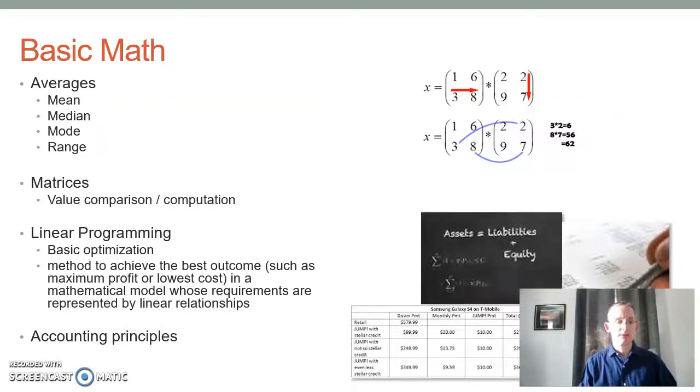A lot of what you're doing when you do analysis is just basic math, right? You're going to have to look at what you see in front of you and say, what are some averages? Know what different averages mean. Be able to use matrices, stuff that you probably took in your math classes, to do value comparisons and computations. Linear programming, the basic optimization kind we talked about earlier in one of the examples with the P8s for Australia, is a method to achieve the best outcome, maximize your profit, lower your cost, whatever, in a mathematical model whose requirements are represented by linear relationships.